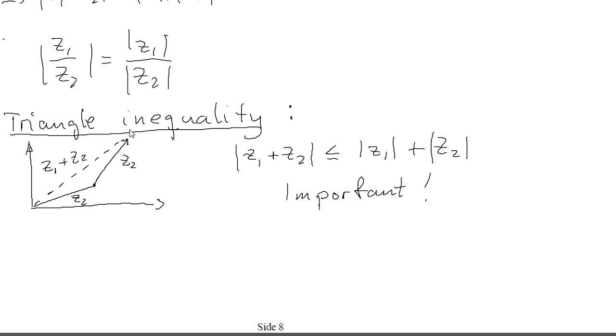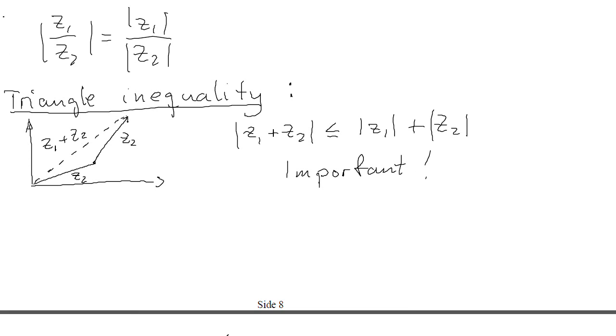geometrical visual proof, so to speak. If you have z1, this vector is z1 and this is z2, then these two vectors can be associated to each other, and the sum of them is possible to express visually, so that we see this inequality.